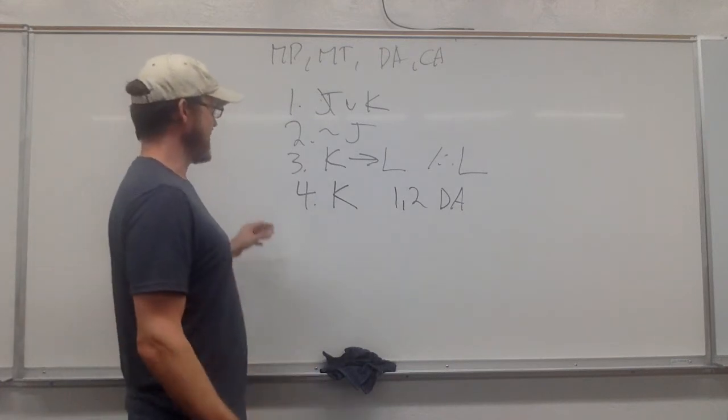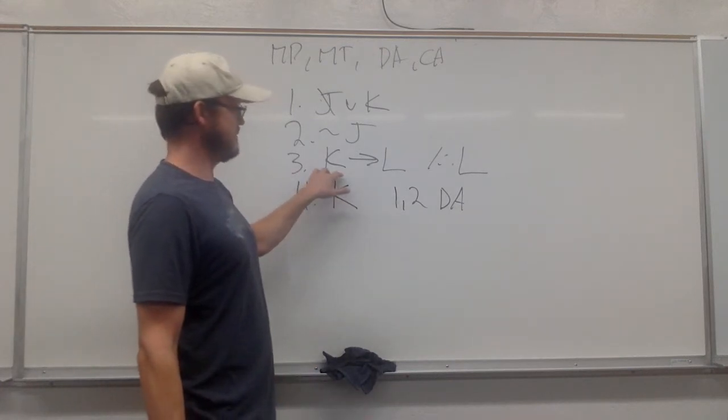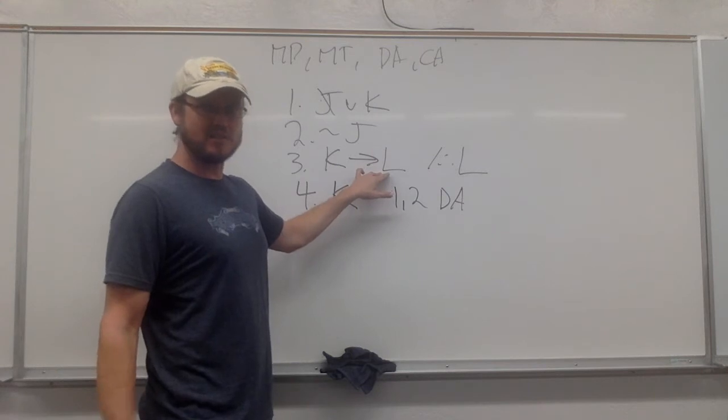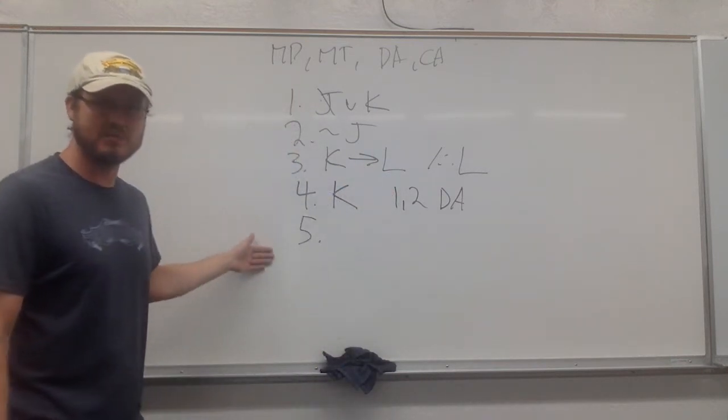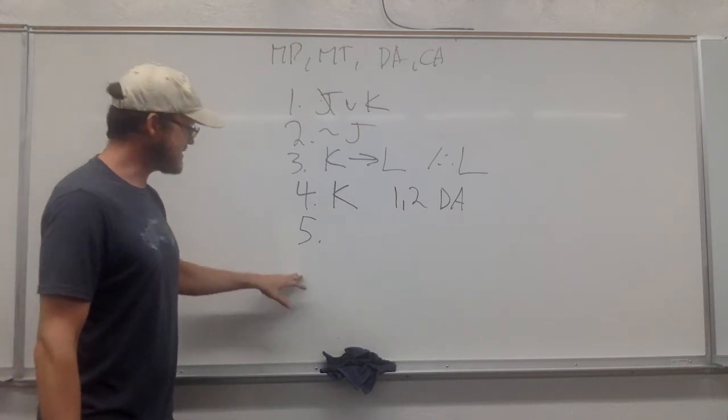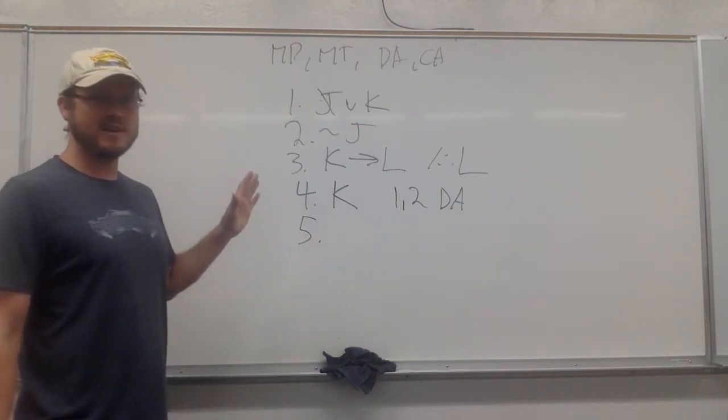Now, because I see that I have the K that I wanted, that shows me that I can get the L. Right? I can get the L. So now, again, I'm going to put a 5 here because that's just what comes next. If I was on line 6, I would put a 6, nothing mysterious there.